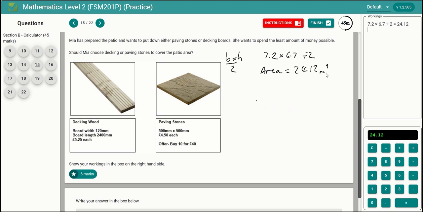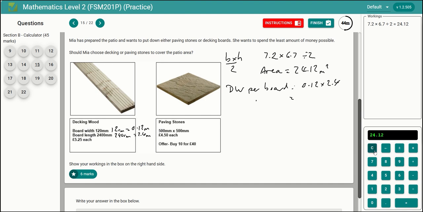and paving stones. Now, since this is in meters squared, what we need to do to make life easy for ourselves is convert this into meters. Now, 120 millimeters is 12 centimeters, and that is 0.12 meters. And 2,400 millimeters is 240 centimeters, which is 2.4 meters. Okay, so the area of one bit of decking wood, so I'll just put decking wood per board, that is going to be 0.12 multiplied by 2.4.